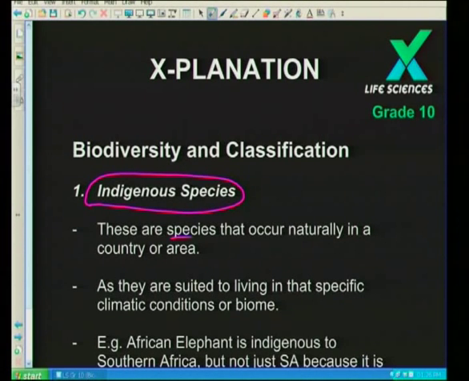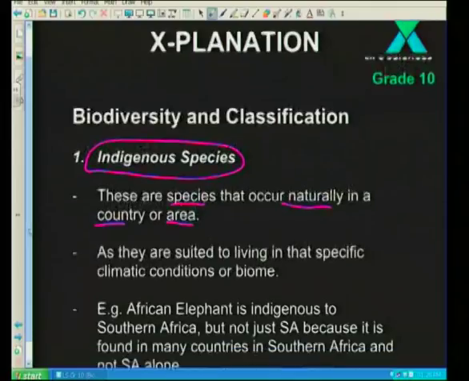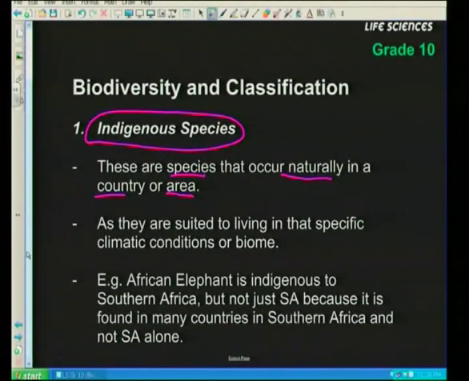These are species that occur naturally in a country or an area. Why is it that these species occur naturally in that area and no other area? It's because they are suited to living in that specific climatic condition or biome. They are adapted to living in that specific climatic condition or biome.